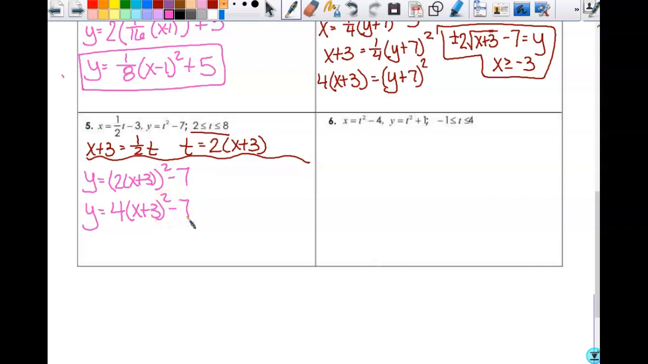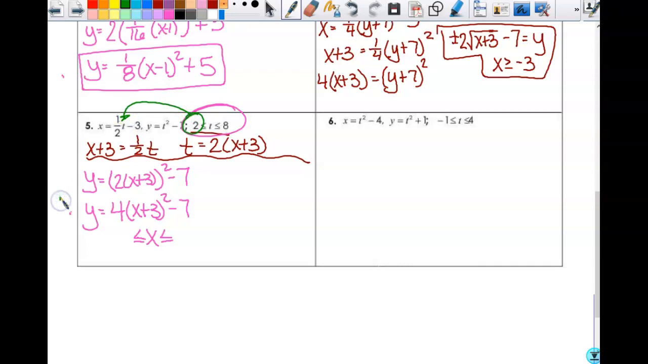Okay. I feel like you're totally capable of that. We got to make sure we know what to do with the domain. So this is a quadratic, so there is no domain restriction for this, but they gave me one at the beginning. So in order for me to figure out what it should be here, this t, I've got to figure out what my restriction is for x.